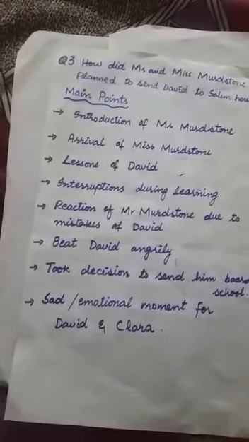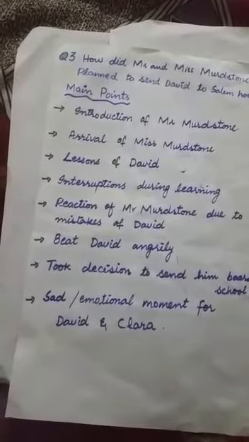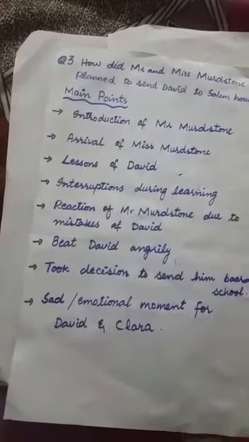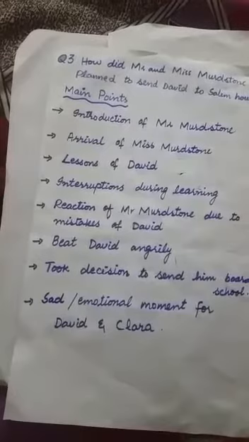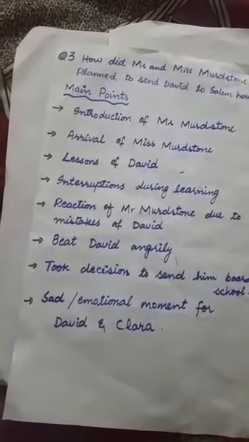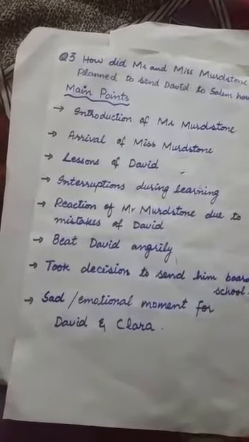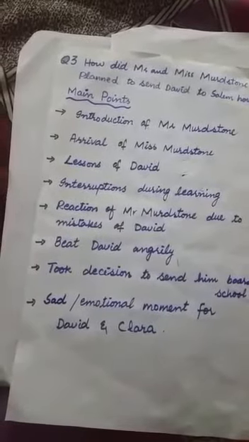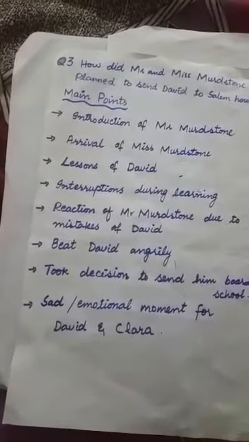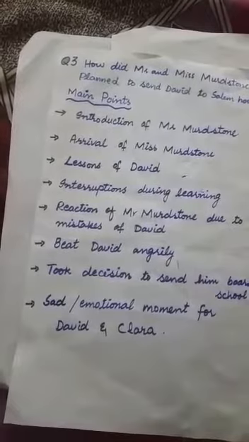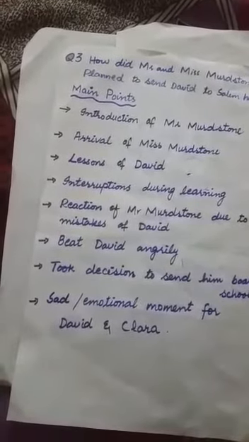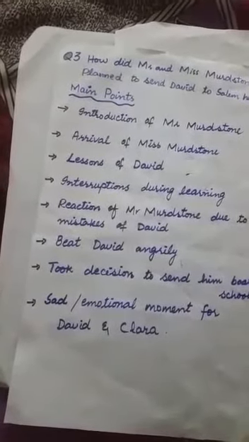Next, interruptions during learning. The interruptions are that Mr. and Miss Murdstone used to sit near David while he was learning his lessons, and they interrupted him by staring at him continuously, and David got confused and nervous, and he made many mistakes.